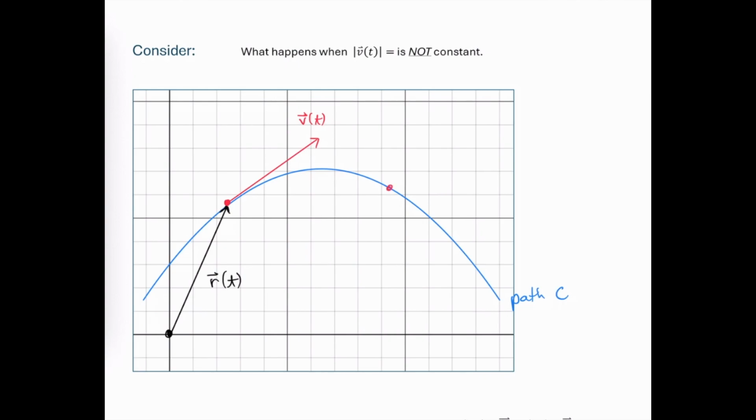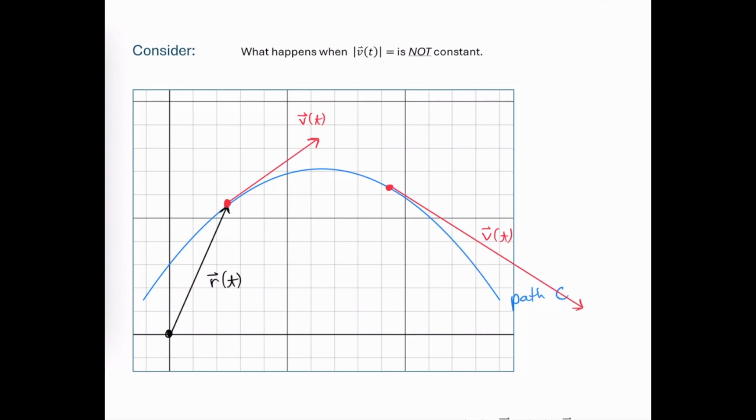But let's say then down here at a different point in time, we have a vector pointing in a different direction, but also that has a longer magnitude. Now, the way that we have it drawn, it looks like the speed is increasing, right? Because the magnitude of the first velocity vector is smaller than the magnitude of the second velocity vector. So the object's speed is increasing as it moves along the path. So this is a scenario where the object is experiencing a push.